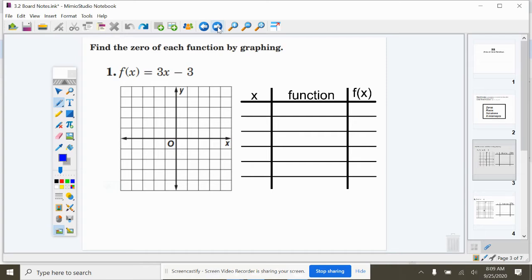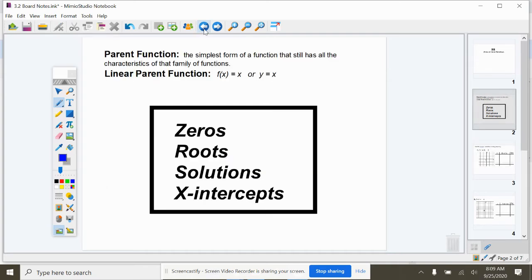Okay, for today, all these are the same assignment, asking you to do the same thing. Find the zero of each function by graphing. Well, how are we going to find a zero? Well, since zeros are the same thing as x-intercepts, all we really have to do is graph the line and then see where that line crosses the x-axis at, and then we have our zero.